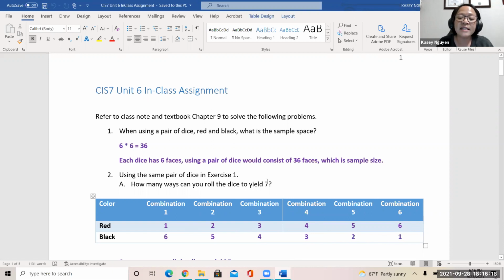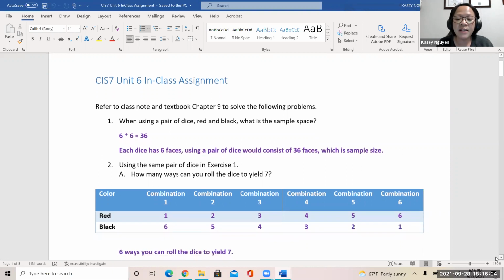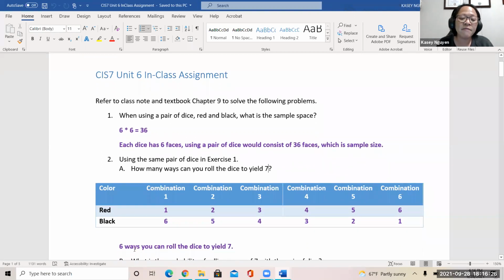I can get a 7 in a pair of dice. So what it is, it's probability. I can have 6 ways to roll the dice to yield a 7.